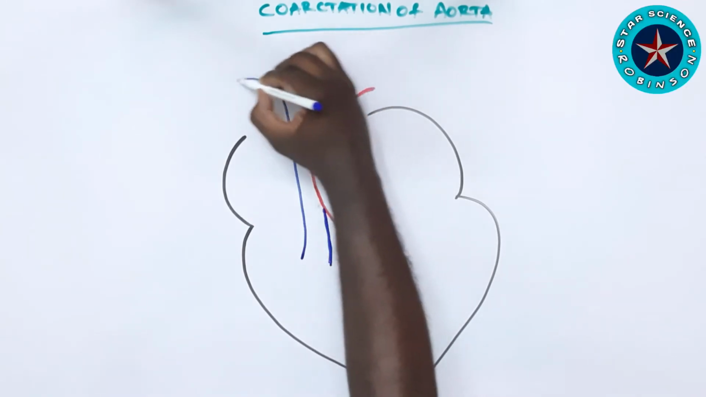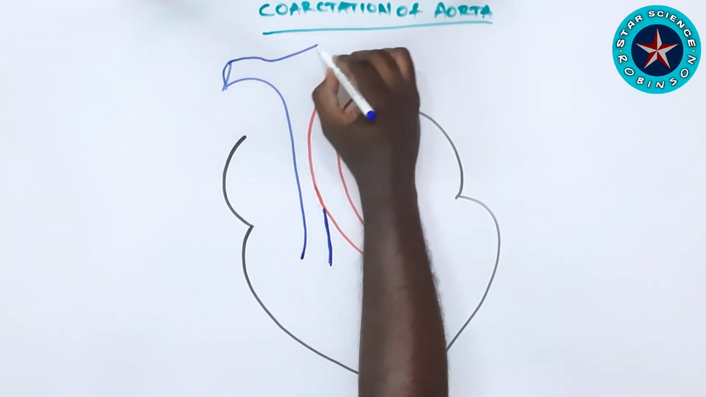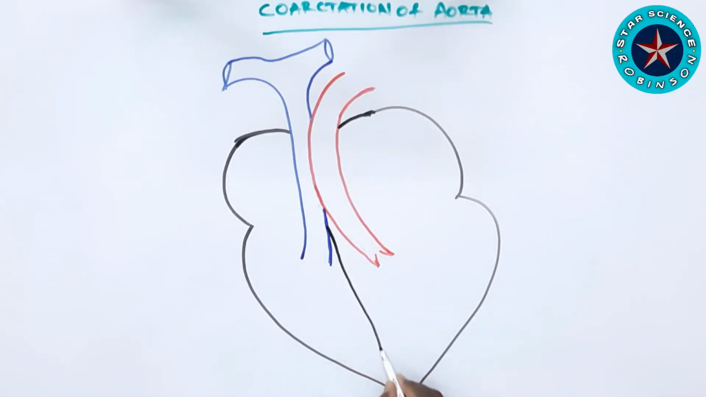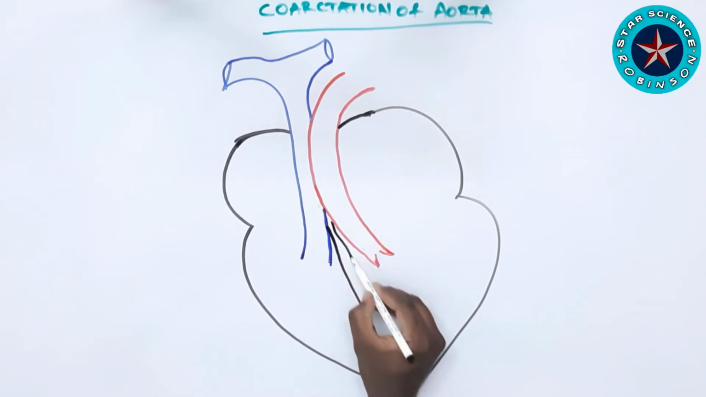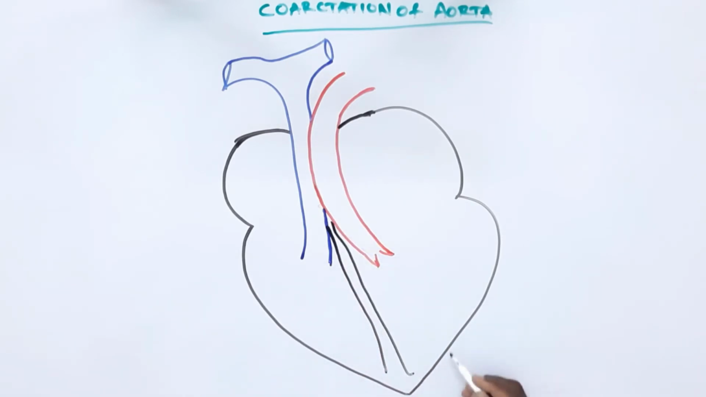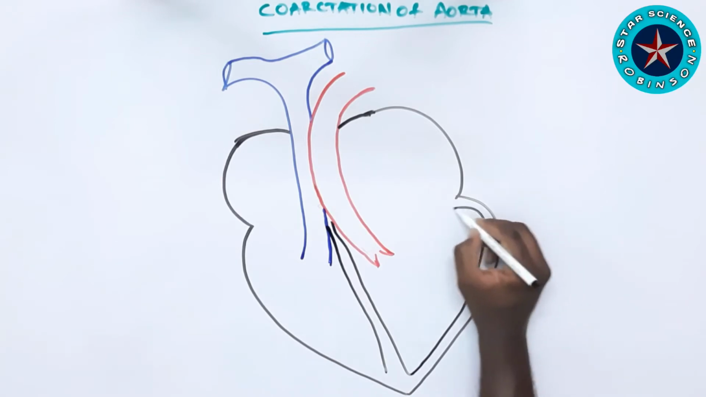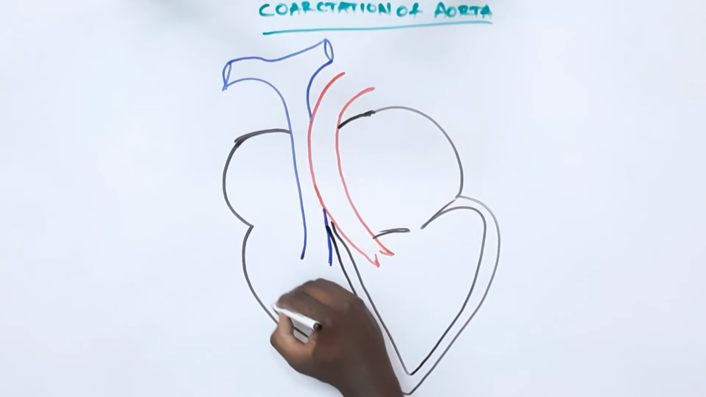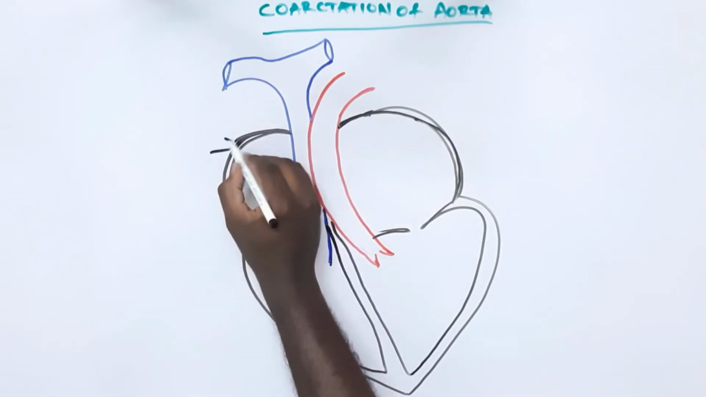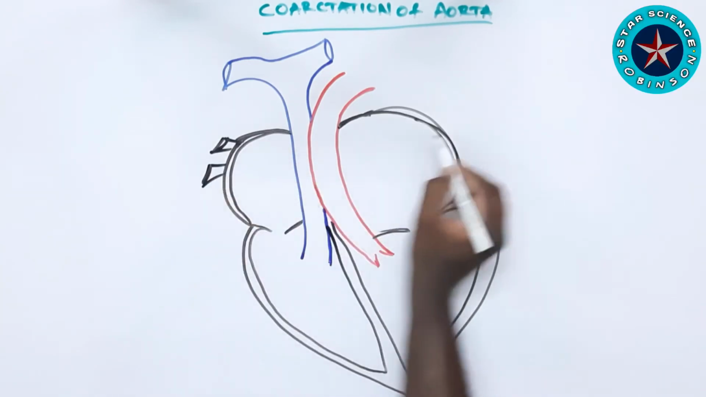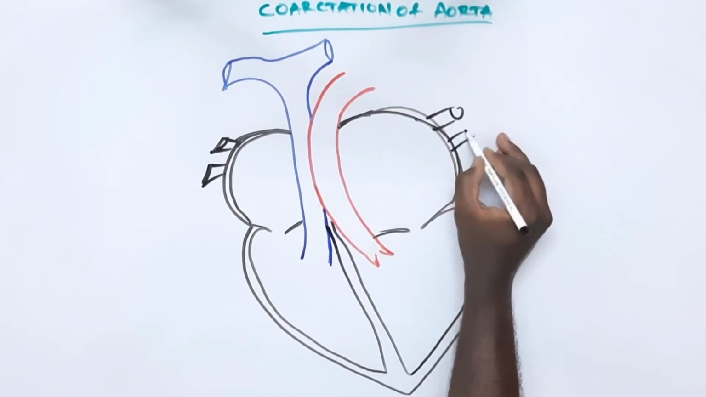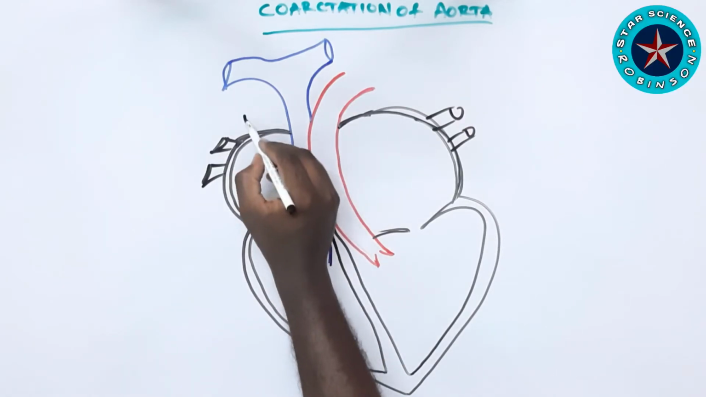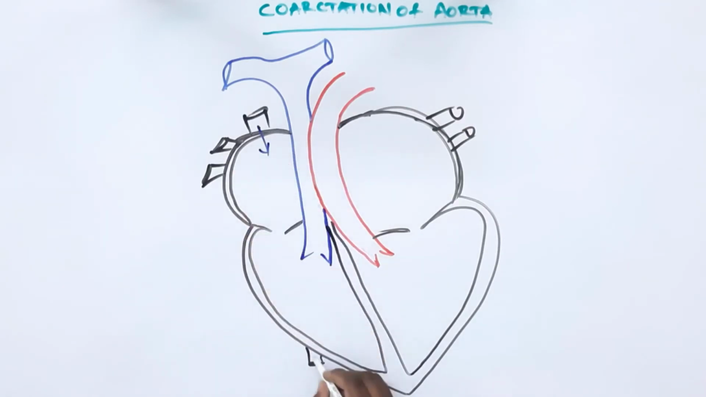In preductal type coarctation of aorta, the lower half of the body will be supplied blood from the right ventricle through the ductus arteriosus. From the right ventricle, blood goes to the pulmonary artery, which joins the aorta through the ductus arteriosus. There the blood will be sent into the aorta, and from there to the lower part of the body.